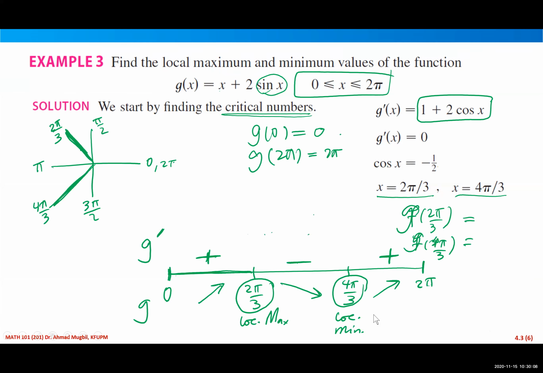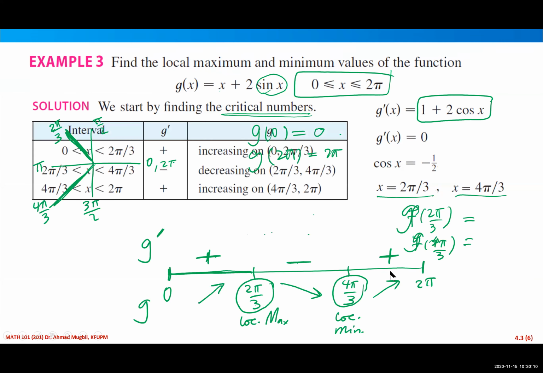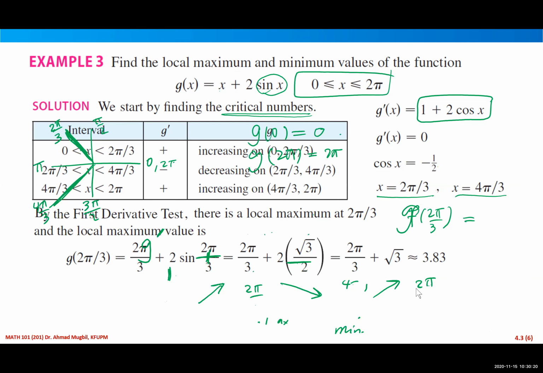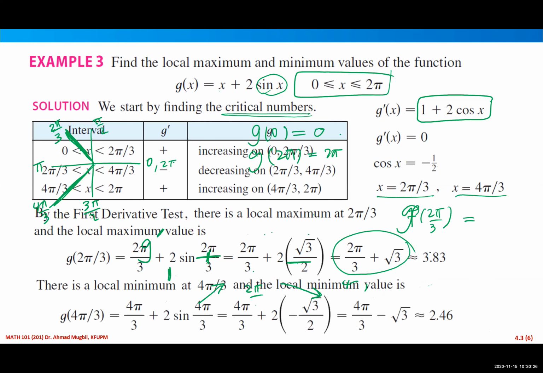Yes. Let's see now what will happen. He makes a table of values in the same way. And what was the value of the function at 2 pi over 3? 3.8, something like that. And this is the value of the function at 4 pi over 3. This is the local minimum. And do you remember, Shabab, 2 pi is almost what? 6 point something.